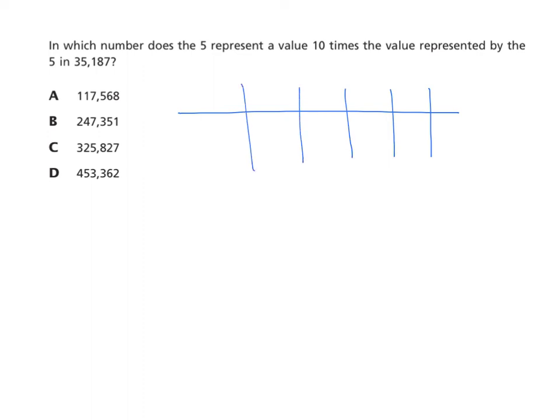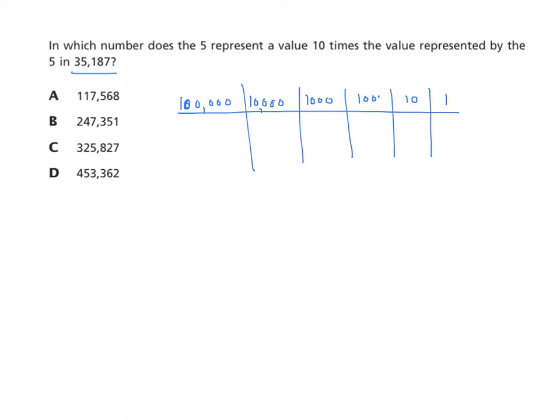All right, so we have our 1s, our 10s, our 100s, our 1000s, our 10,000s, and we have our 100,000s. That represents all our places there. That's a 0, not a 6. Let's place the numbers in the chart of the original number.